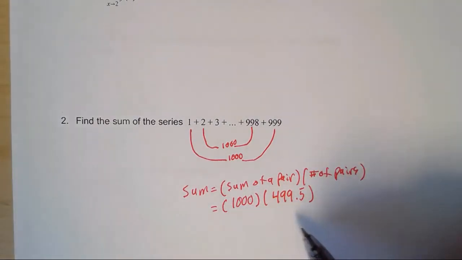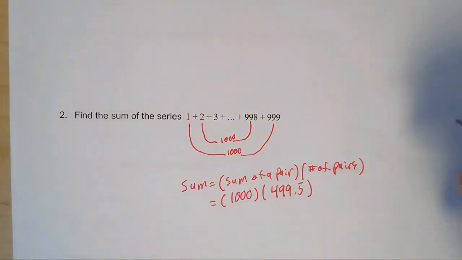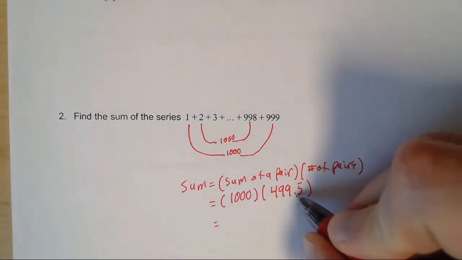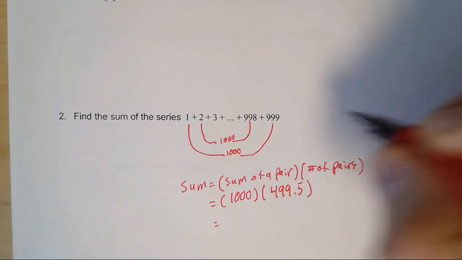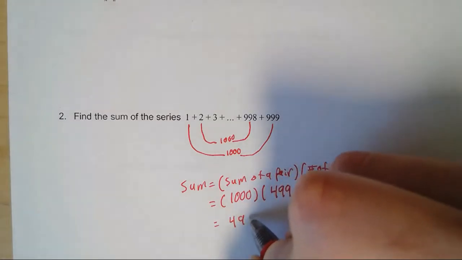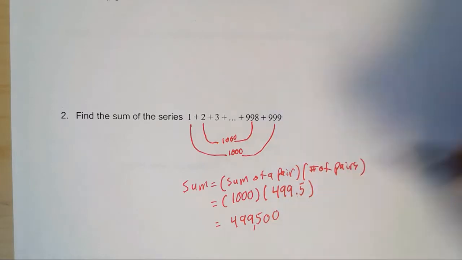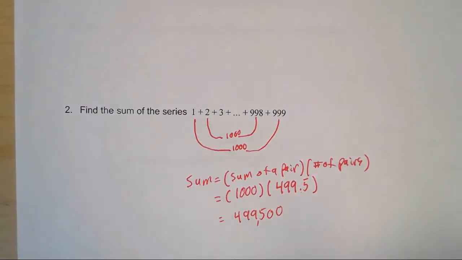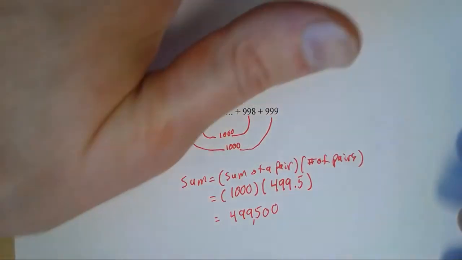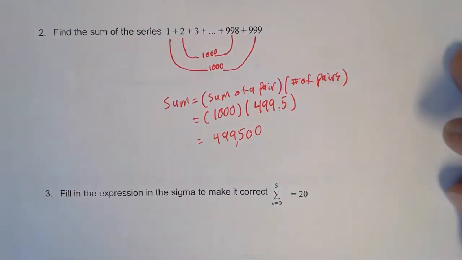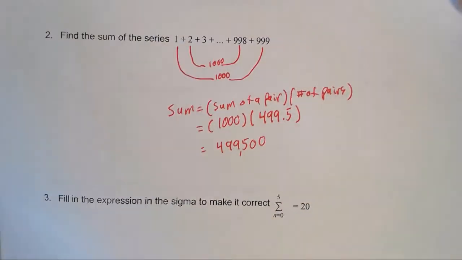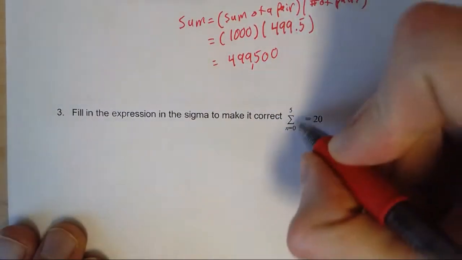And so we multiply this, and multiplying by 1,000 is simple enough. We just move this decimal point over 3 places. So 4995 and 2 more zeros. So this sum total is 499,500.